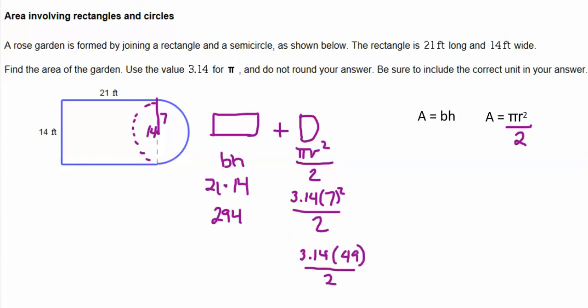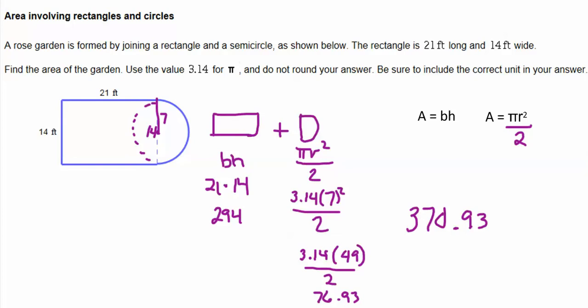Now 3.14 times the 49 is 153 and 8600ths, and that divided by 2 is 76.93. Okay, so area of the rectangle 294, area of the semicircle 76.93, and our shapes plan said we're adding those two numbers together. So your 76.93 plus your 294 gives us 370 and 9300ths.